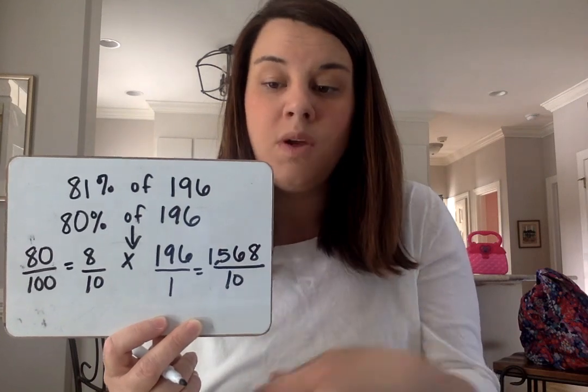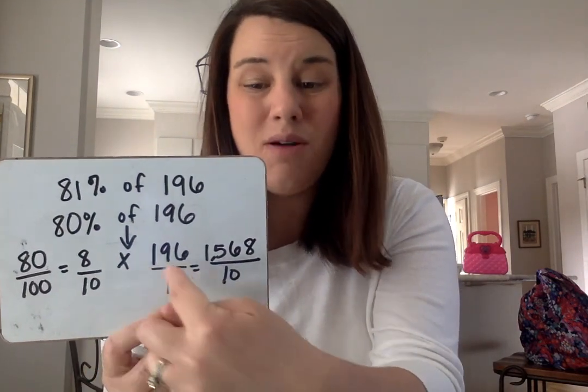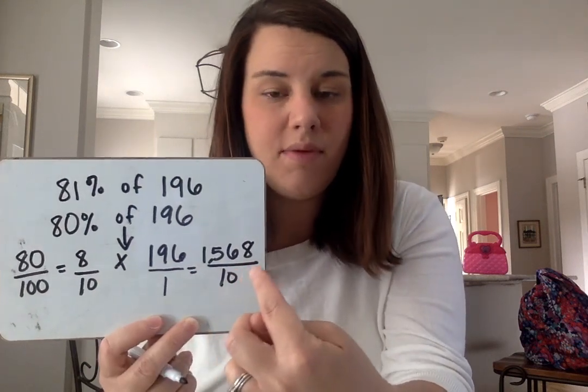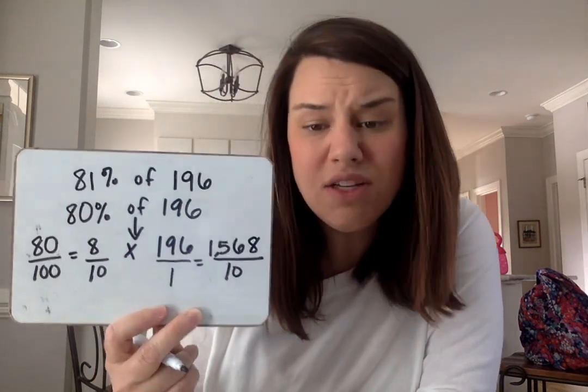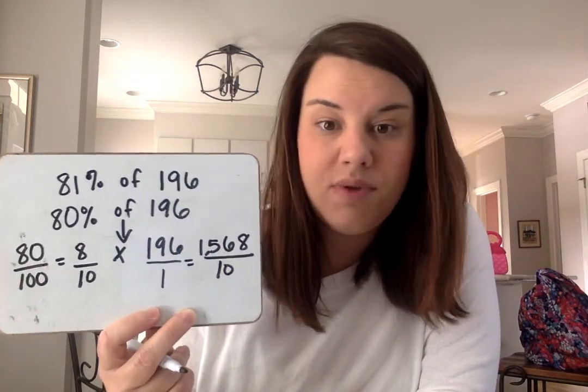Okay? We've estimated to 80%. We put that as a fraction and simplified it. And now we're multiplying, and this is something that we plugged into the calculator. So now you have 1,568 over 10. What do we do with that number?